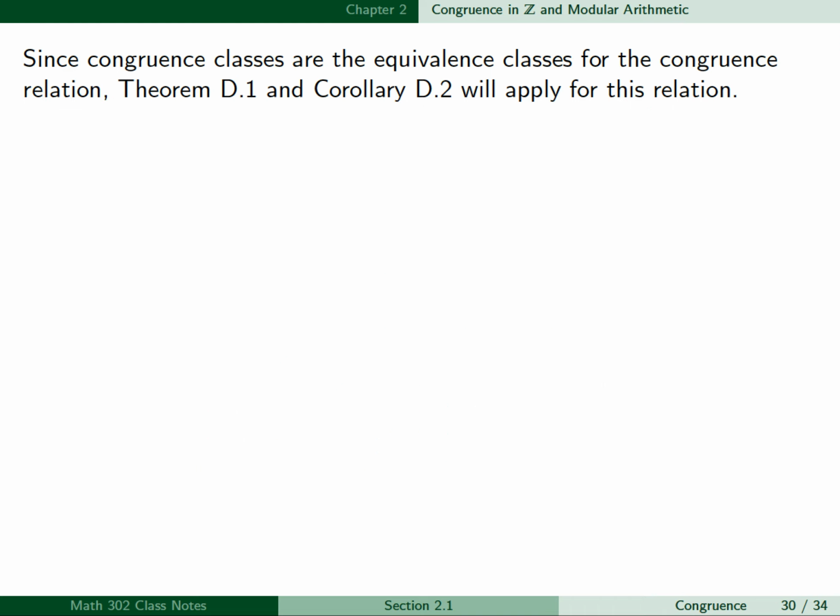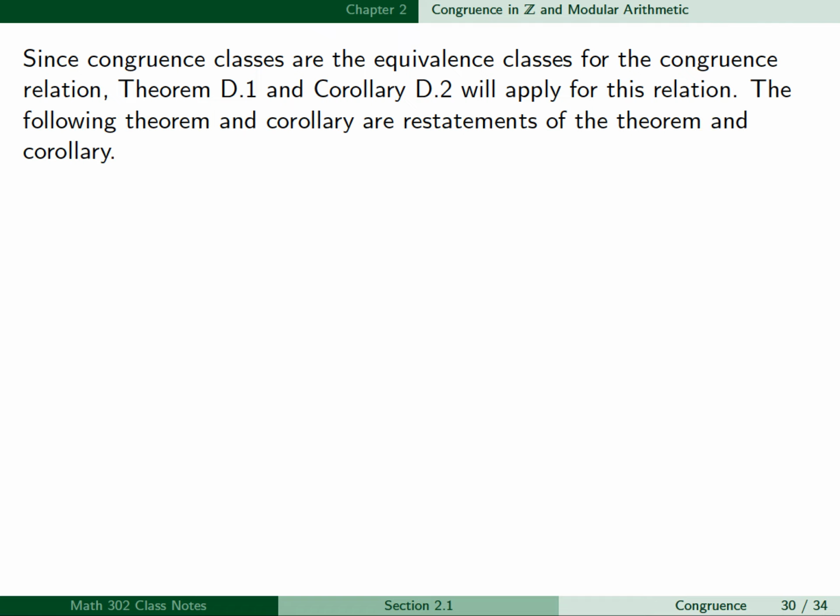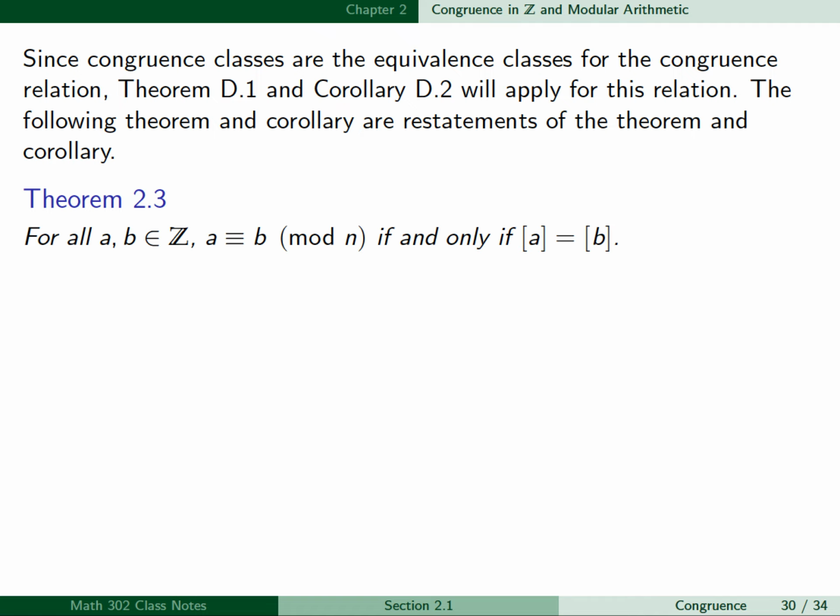Since congruence classes are the equivalence classes for the congruence relation, then theorem D.1 and corollary D.2 will apply for this relation. So the following theorem and corollary are restatements of the theorem and corollary. So theorem 2.3 is a restatement of theorem D.1, and this says for all a, b in Z, a is congruent to b mod n if and only if the class of a is equal to the class of b.